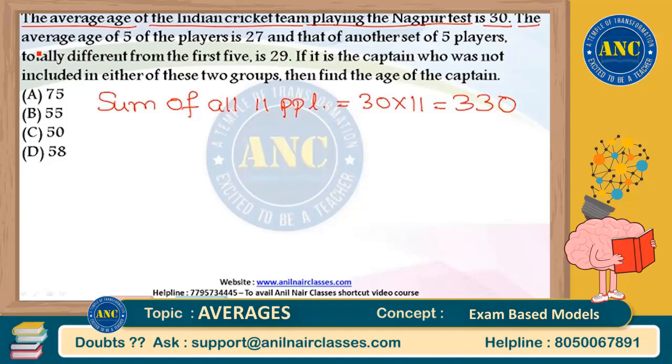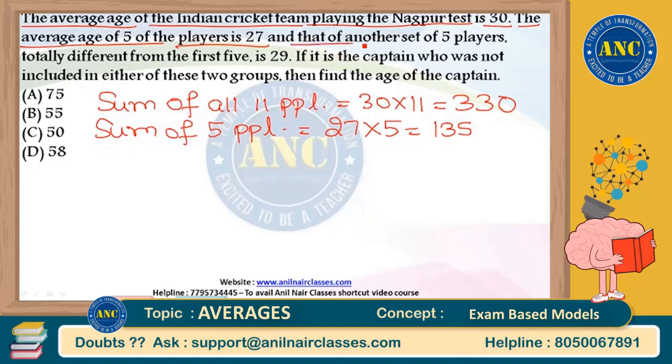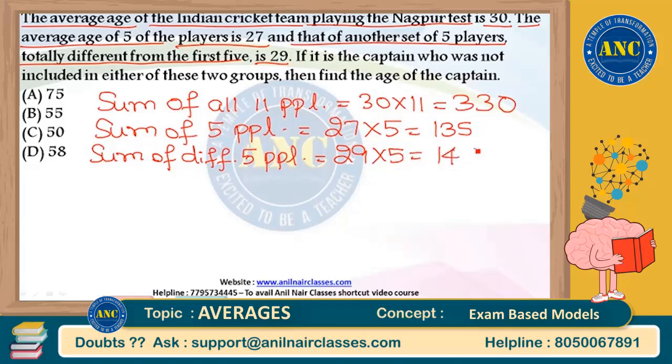Next, the average age of 5 of the players is 27. That means the sum of the 5 people is 27 into 5, which is 135. And another set of 5 players, totally different from the first 5, has an average of 29. That means the sum of these 5 different people is 29 into 5, which is 145.